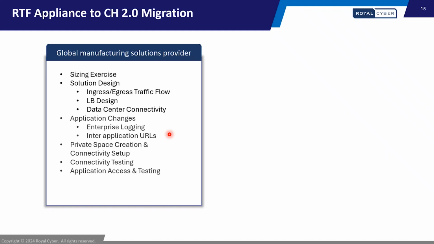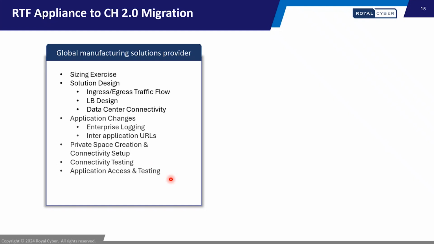So apart from these application changes, in parallel, we set up two private spaces, one for non-prod and another for prod, and we set up VPN connectivity from both private spaces to the data center. We tested connectivity from CloudHub 2.0 to the on-prem data center and from the on-prem data center to CloudHub 2.0. And in the end, there was application access testing, so that the applications deployed in CloudHub 2.0 can access the enterprise resources residing in the data center and various clouds.